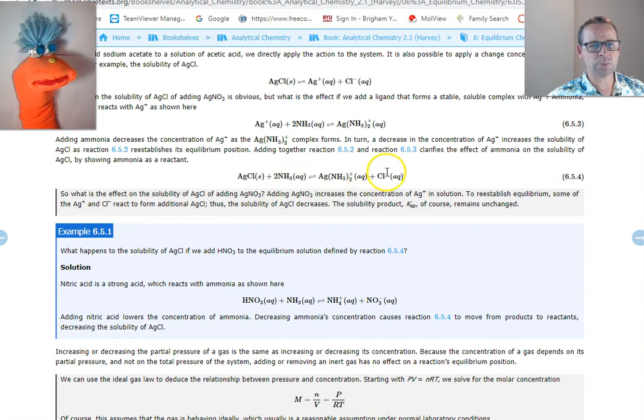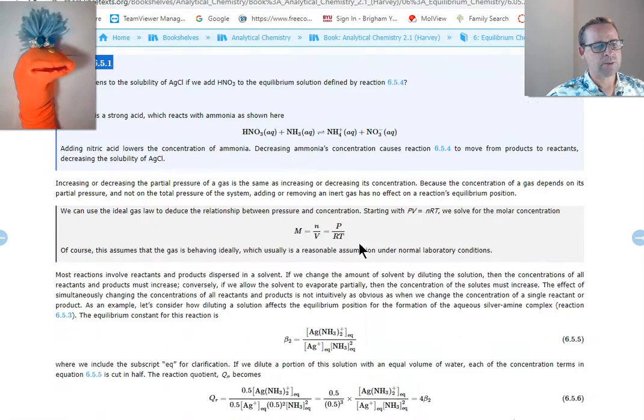And so these will react and be able to create more products. So that means the reaction is going to shift towards the left from products to reactants. And thus that will decrease the solubility of the silver chloride, because the left here is the insoluble form of the silver chloride, and to the right you have the soluble form. Okay, very good.